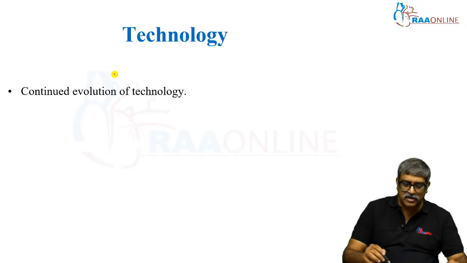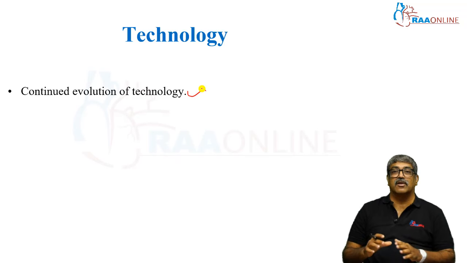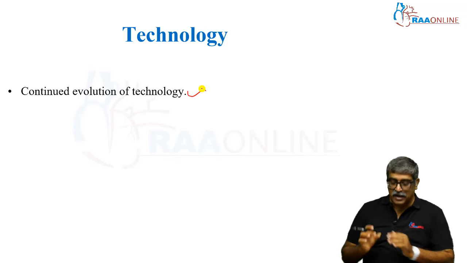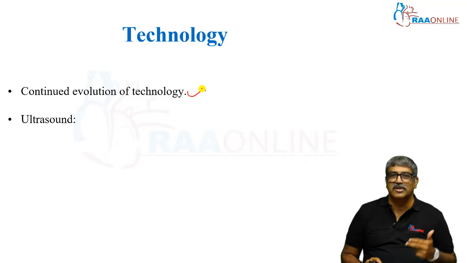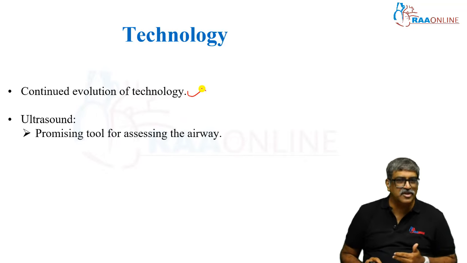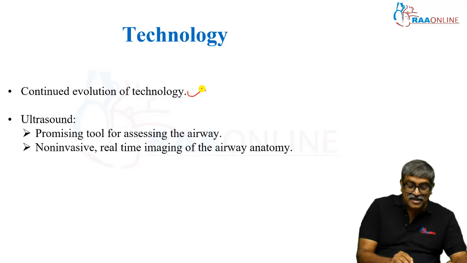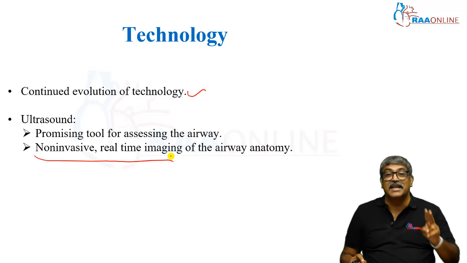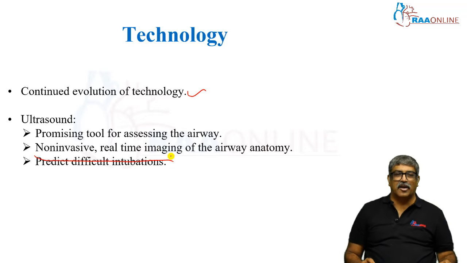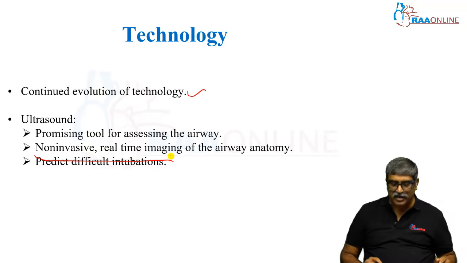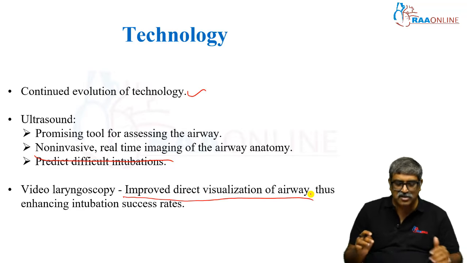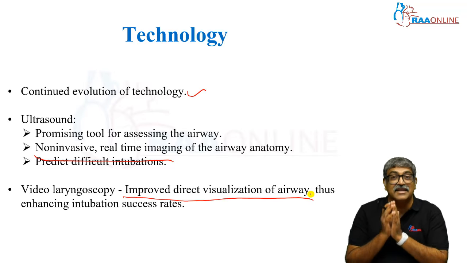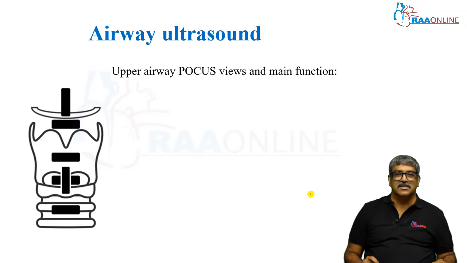Coming to technology, there is continuous evolution of technology and it has helped in airway assessment as well as securing the airway. Ultrasound is the topmost technology used for the airway now. It is a promising tool for assessing the airway. It is non-invasive, real-time imaging of the airway anatomy and it can predict difficult intubation. Video laryngoscopy improves direct visualization of the airway, thus enhancing the intubation success rate.